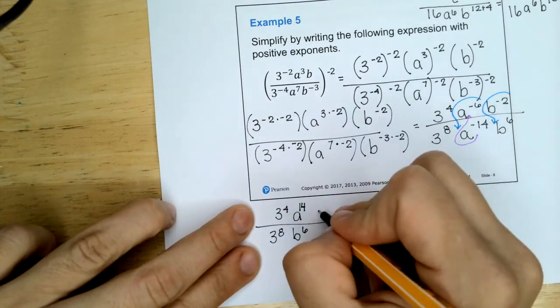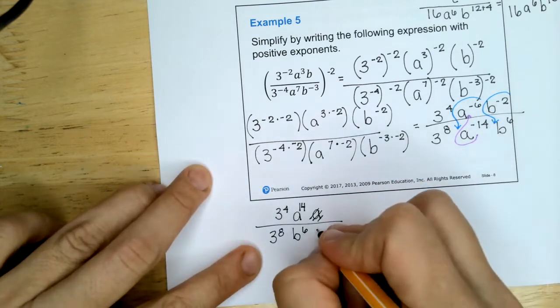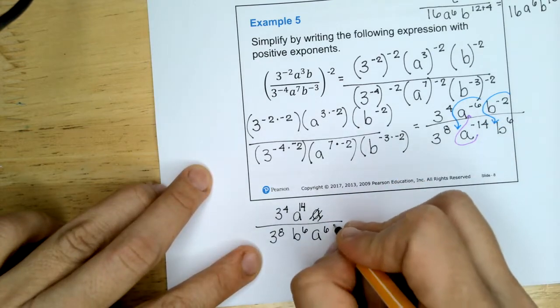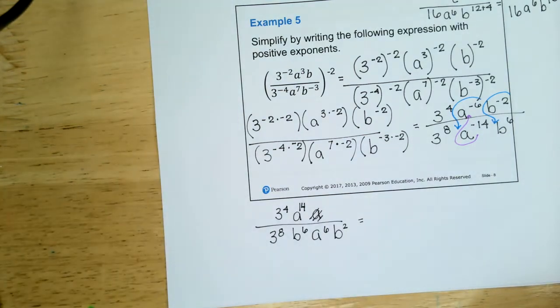And then we need to include the a to the, oops, sorry, it's down here. So this is moving. a to the 6th is moving and b squared is moving. Good.